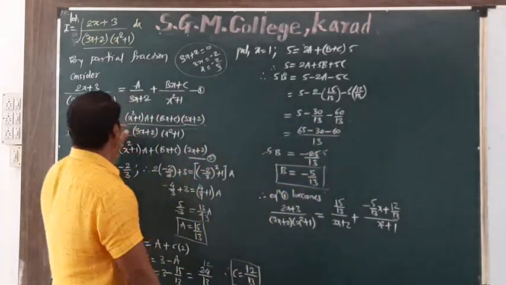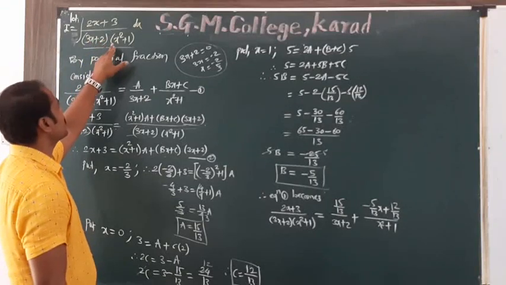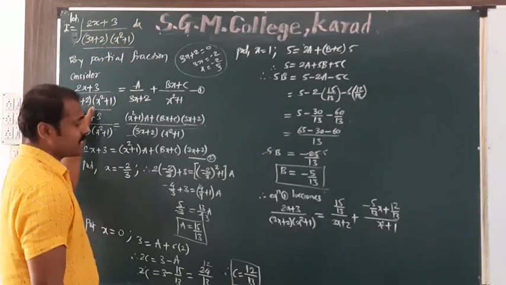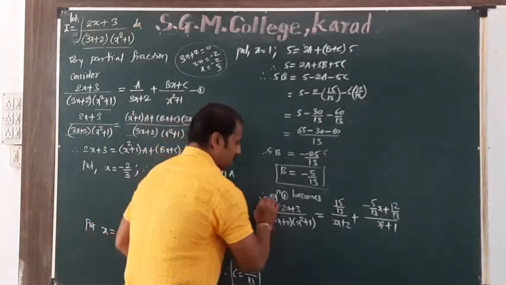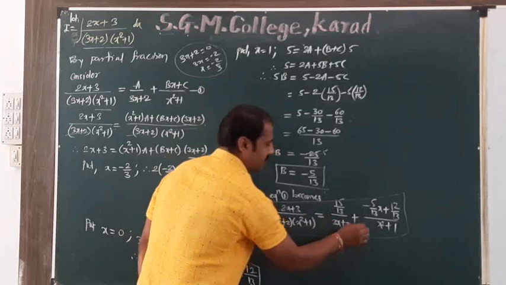Okay, so we have to find the integration of 2x plus 3 divided by 3x plus 2 into x square plus 1. That is this term. So it is more convenient to take the integration of that term.